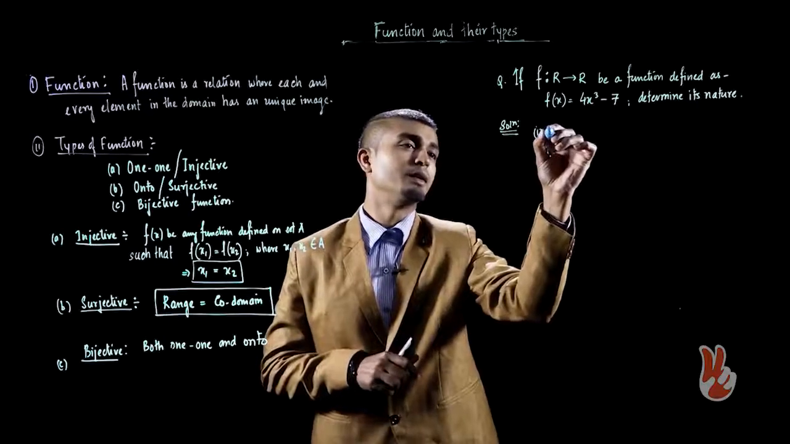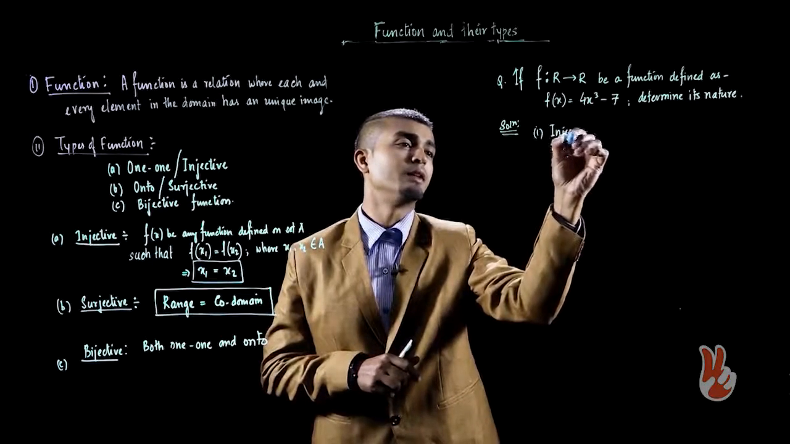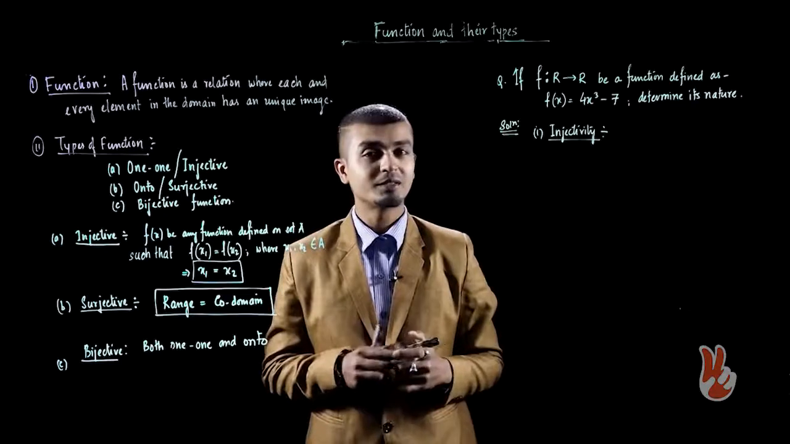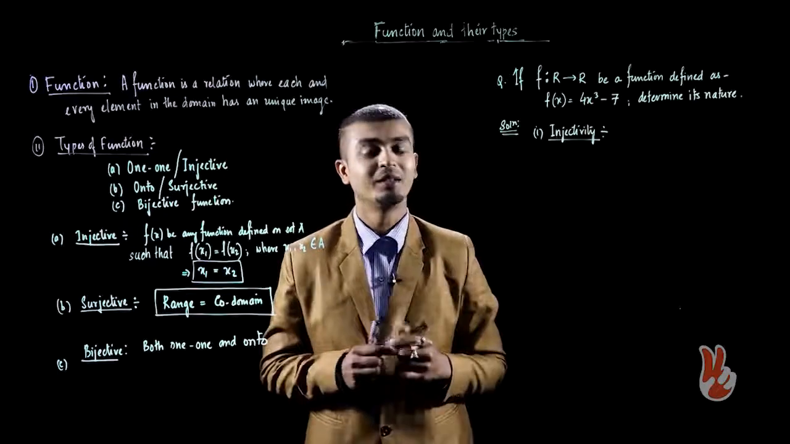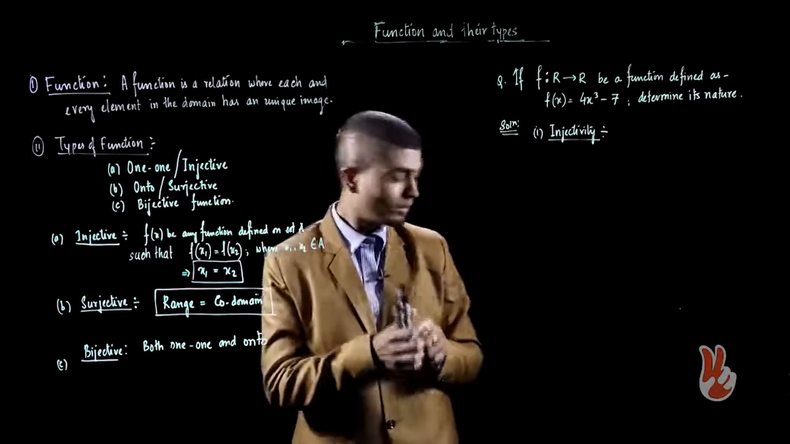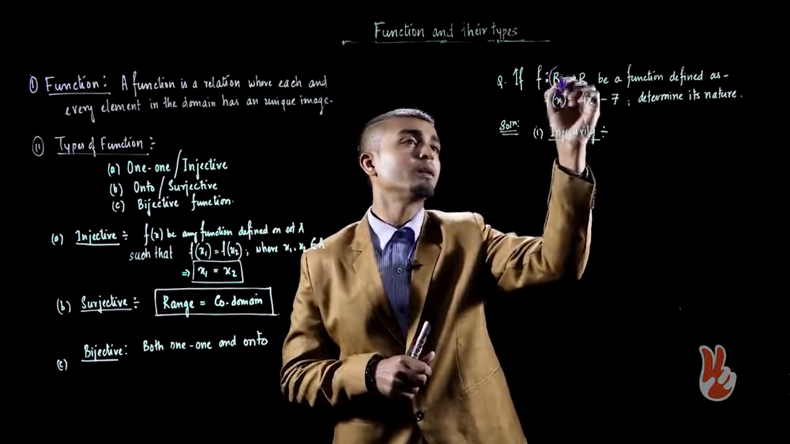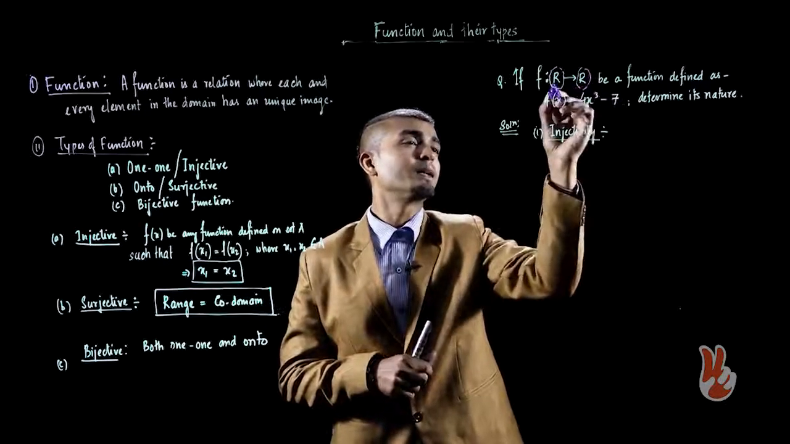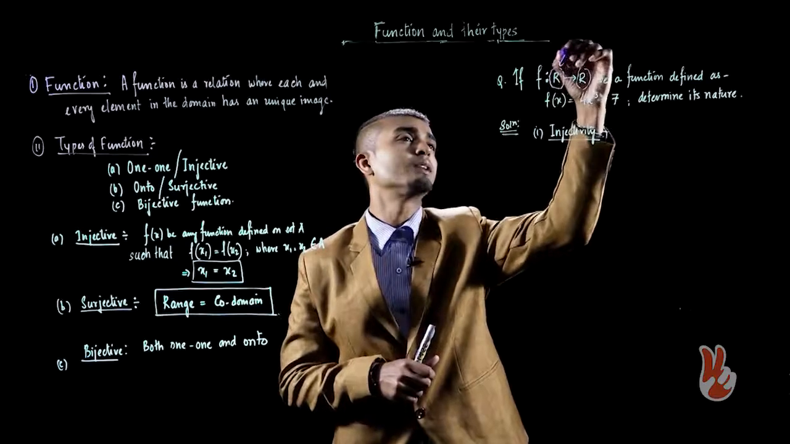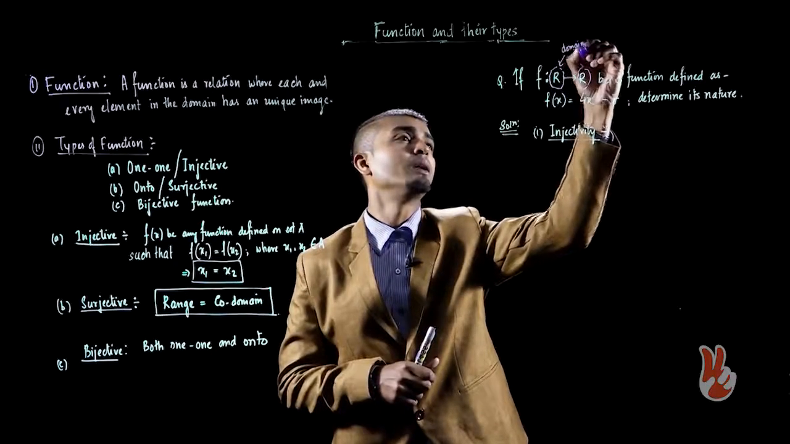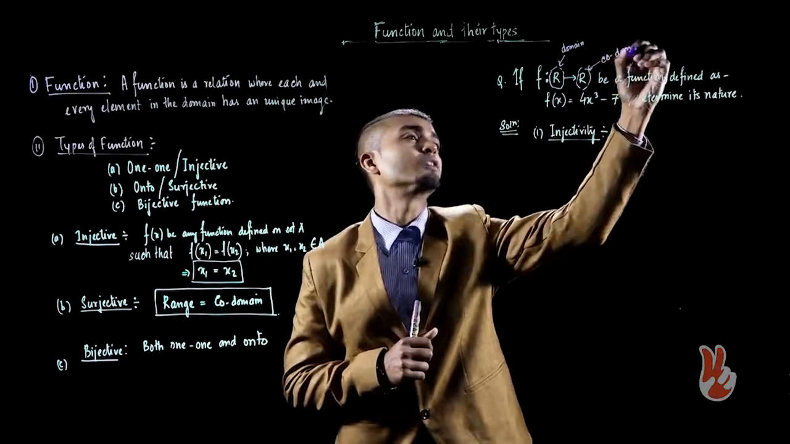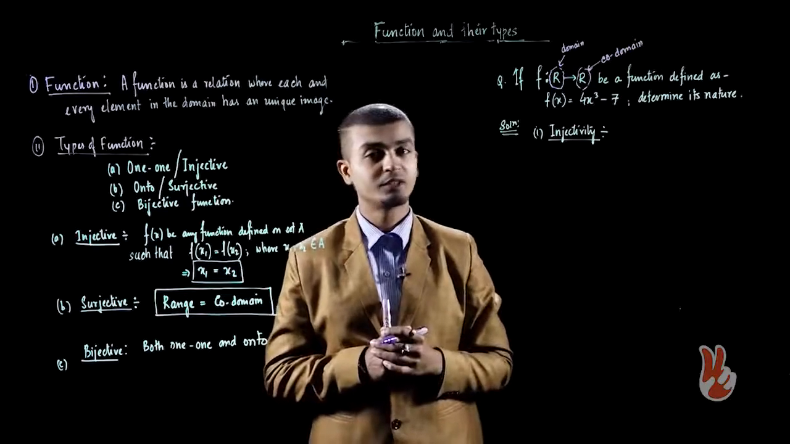So, number 1 is your injectivity. For this I will consider any two elements x1 and x2 in the set of real numbers. Now, one thing is very important to understand: what is the meaning of this symbol? When I write f: R tends to R, this first R is signifying the domain and the second set is signifying the codomain of that function. Please remember, this is very important.